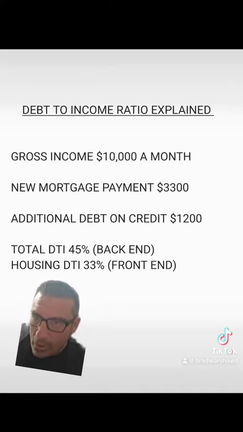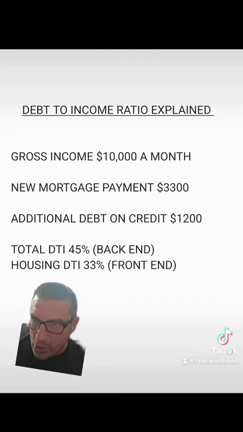And usually, if you're 45% or below, that's going to be within guidelines for conventional and FHA. In some cases, you can go 50%, and on FHA, some cases you can go over 50%, and VA. On the back end, that's your housing and your debt. Your housing expense debt to income ratio will be 33%, 3,300 and 10,000.